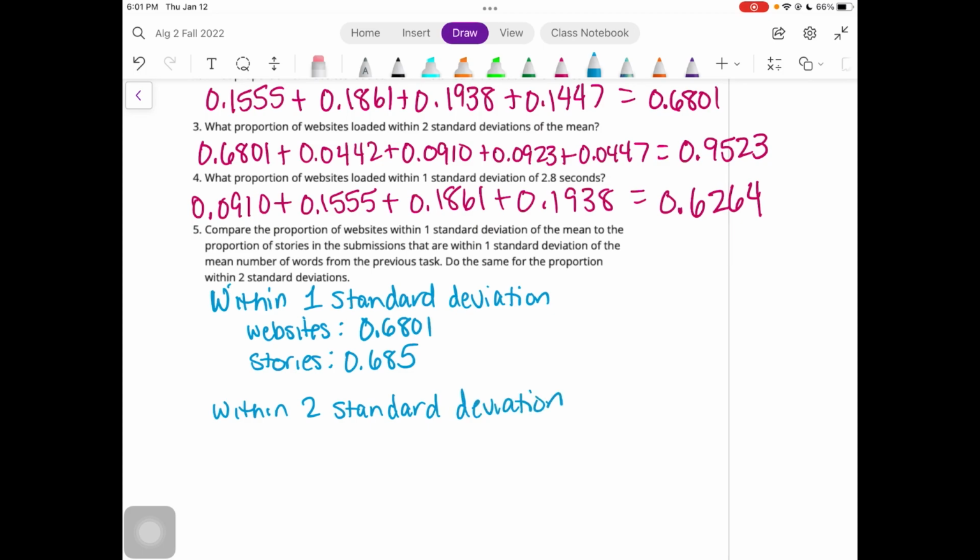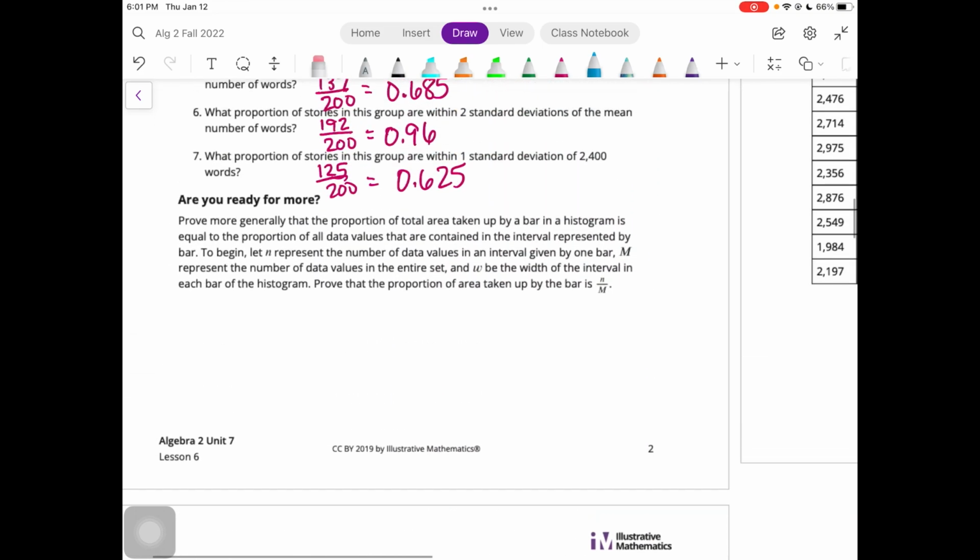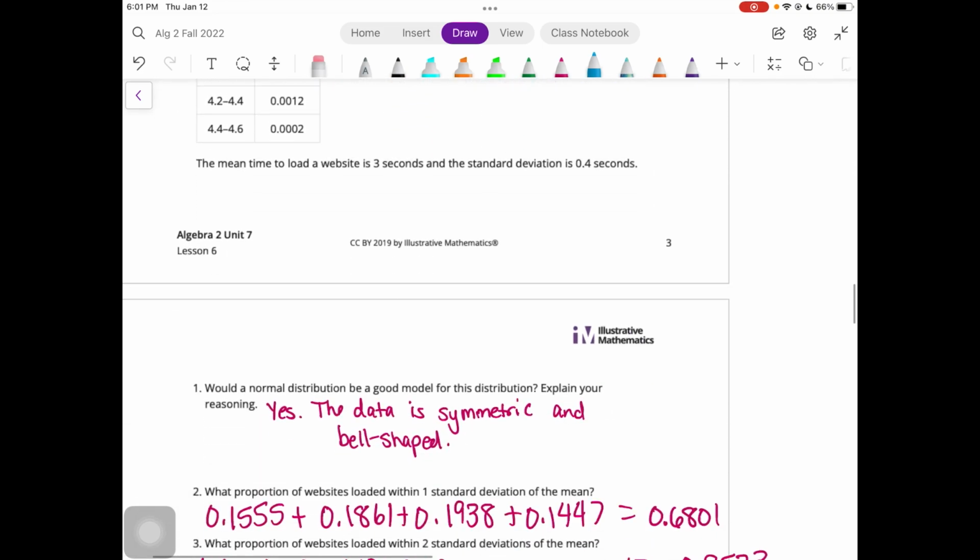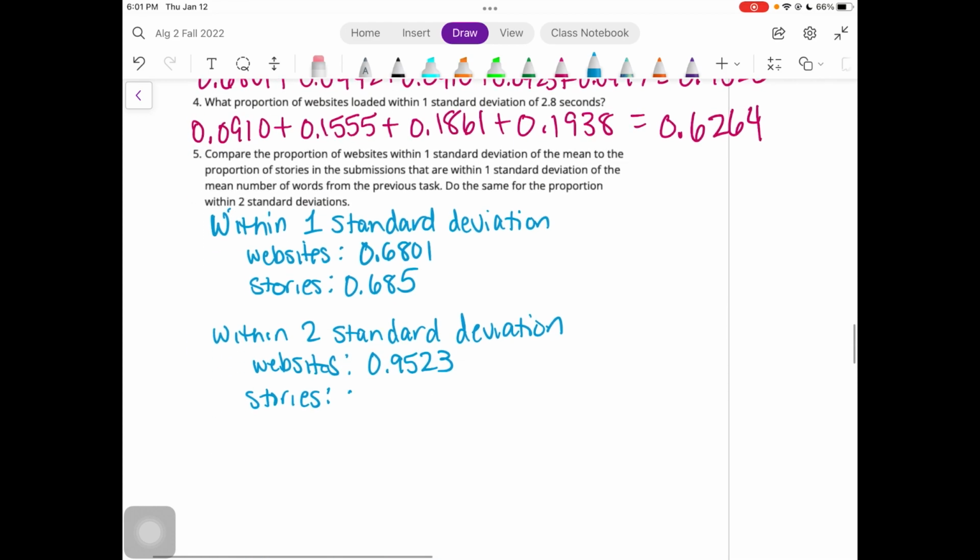And then within 2 standard deviations, for the websites we had 0.9523. And then for the stories, we had 0.96. So they're both pretty close to 95 or 96% of the data. So this one's about 68 or 69%, and this one is about 95 or 96%.